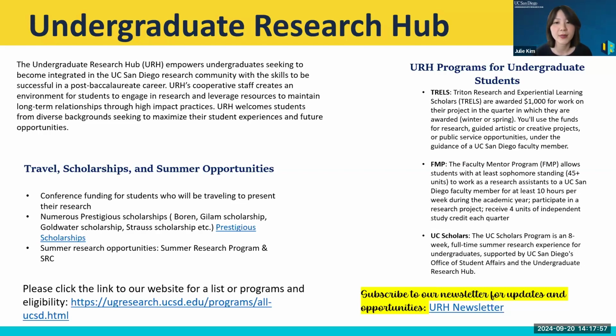So for undergraduate students in this upcoming year, we're doing some recruiting for TRELS. So TRELS is going to be a great opportunity where students are awarded some stipend to do some research, and we are recruiting for winter and spring specifically. We have FMP, which is the Faculty Mentor Program, which is available all throughout the academic year. And then we also have UC Scholars, which is a summer research experience for undergraduates that we support. And we have opportunities that are just research-based, but we also offer more stipend-related research opportunities for students. So those are the ones that you really want to get involved with throughout the year.